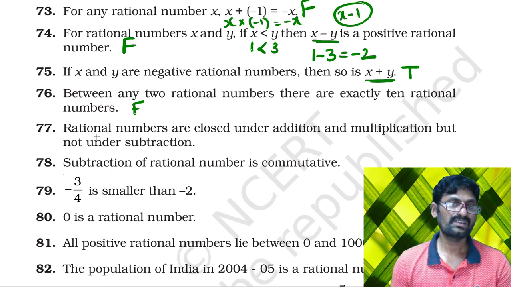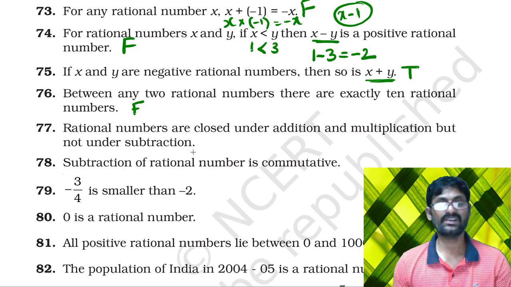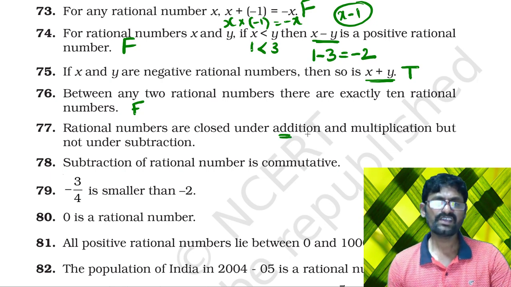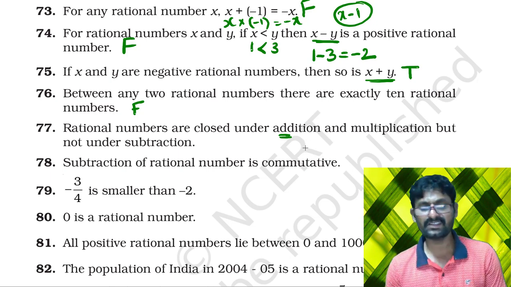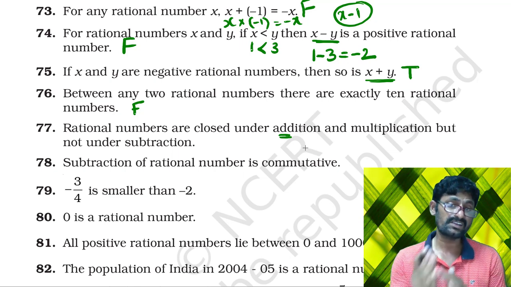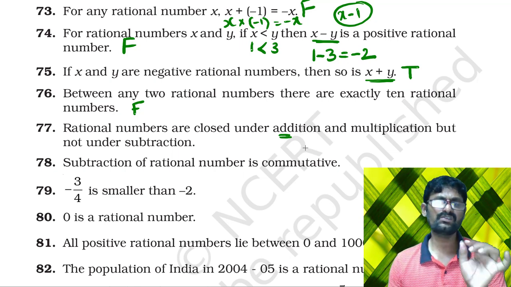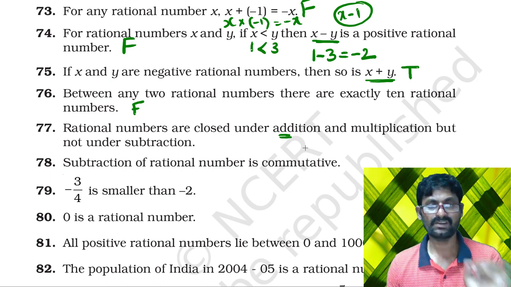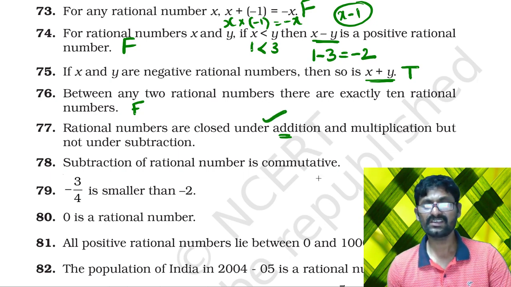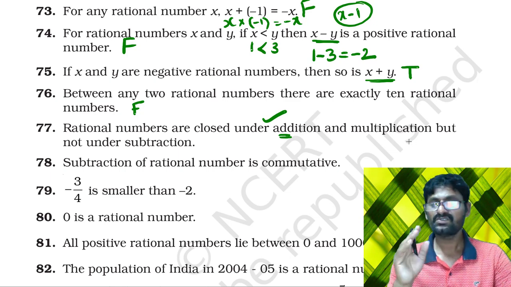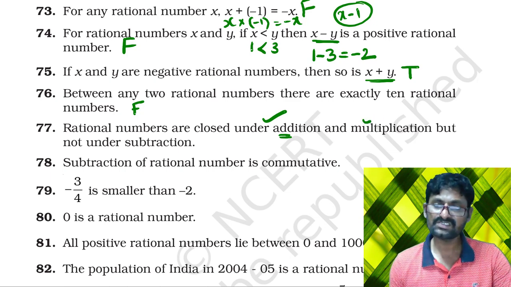Next, 77th. Rational numbers are closed under addition and multiplication, but not under subtraction. Under addition, whether rational numbers are closed. Let us check. If we take any two rational numbers, then if we add them, whether we will get another rational number or not. Surely, if we add two rational numbers, you will get again a rational number. So this is true. This is correct. Then multiplication. If you multiply two rational numbers, you will get again a rational number. So this is also correct.